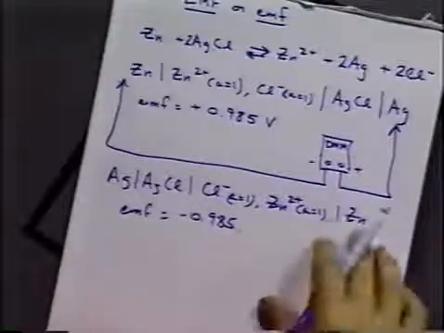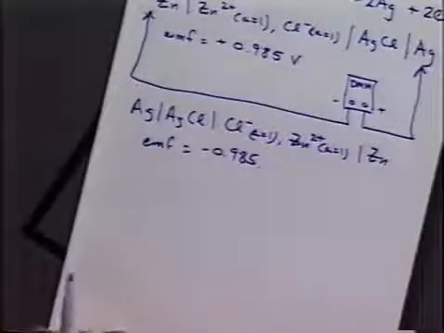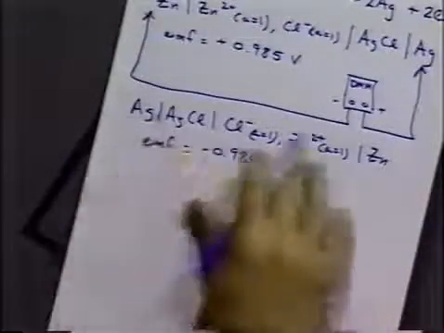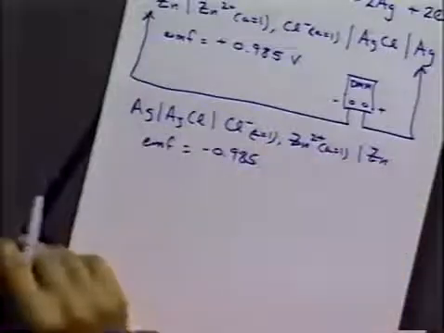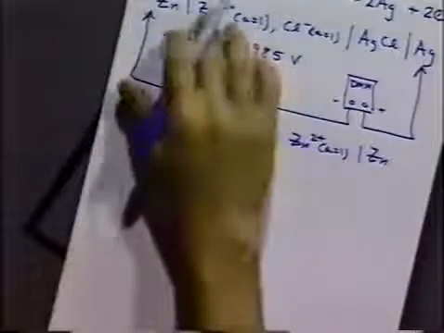As you can see, because the EMF is minus, that indicates a non-spontaneous direction for that reaction, and that's true. We wouldn't expect in this system the silver wire to be oxidized and the zinc to be reduced. It would be the opposite direction as we show up here.